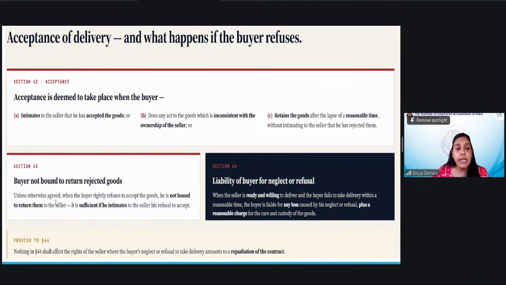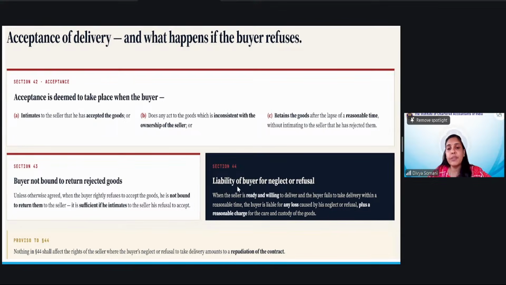Unless otherwise agreed. Again, the terms and conditions may be discussed between the parties. So if you want to reject the goods, you may have to go to the shop and return it to them. It may happen that way also. Normally in law, it is written that the buyer is not bound to return the rejected goods. So when the buyer rightfully refuses to accept the goods, he is not bound to return them to the seller. It is sufficient that he intimates to the seller that he is not accepting that particular kind of goods, or he has intimated his refusal to accept.